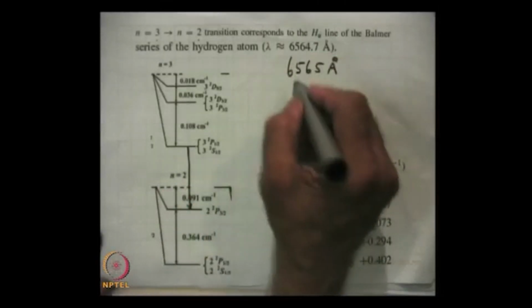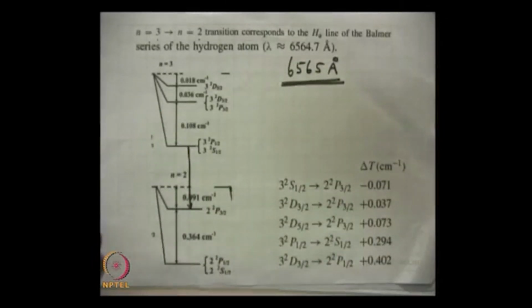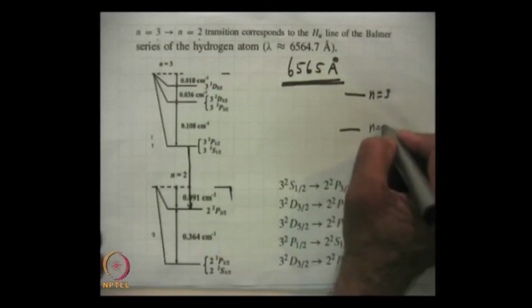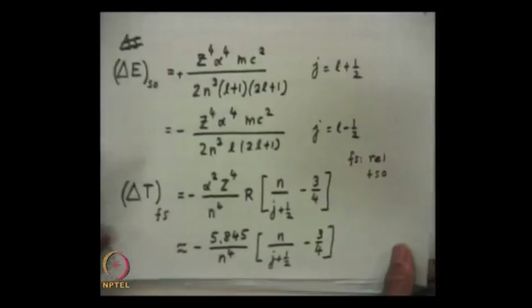That is, if you use a very careful spectroscope, a spectroscope with a very high resolution, then the n equal to 3 to n equal to 2 transition, this H alpha line of the Balmer series, is not really a single line. It consists of 5 lines. This splitting of one line into several lines is known as the fine structure splitting of the spectral lines.